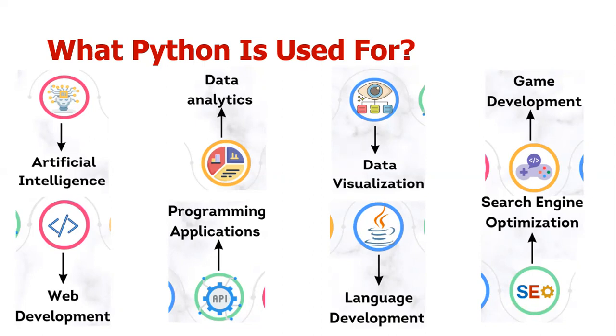And you can use Python in language development. You can use Python in game development. You can also use Python in search engine optimization types of applications. So these are the various types of applications that we can develop using Python, guys.